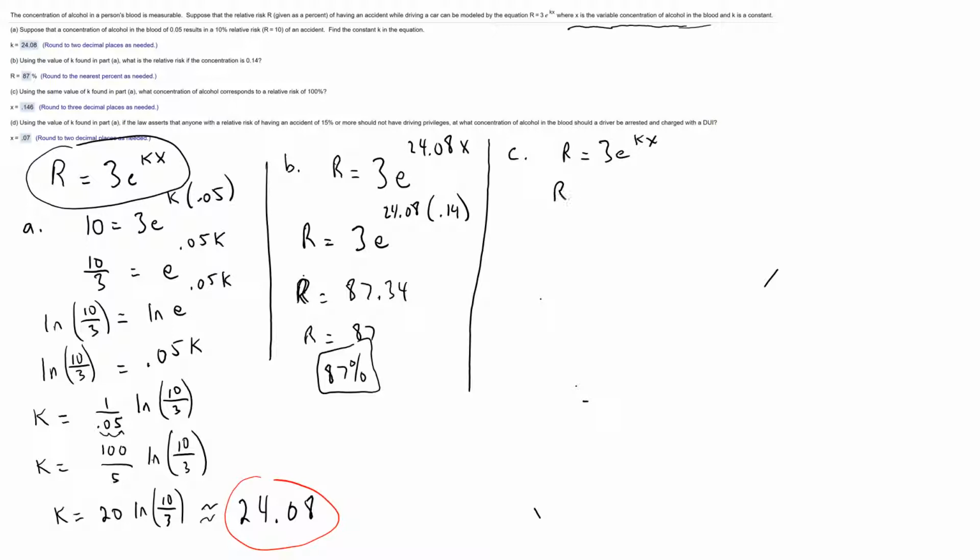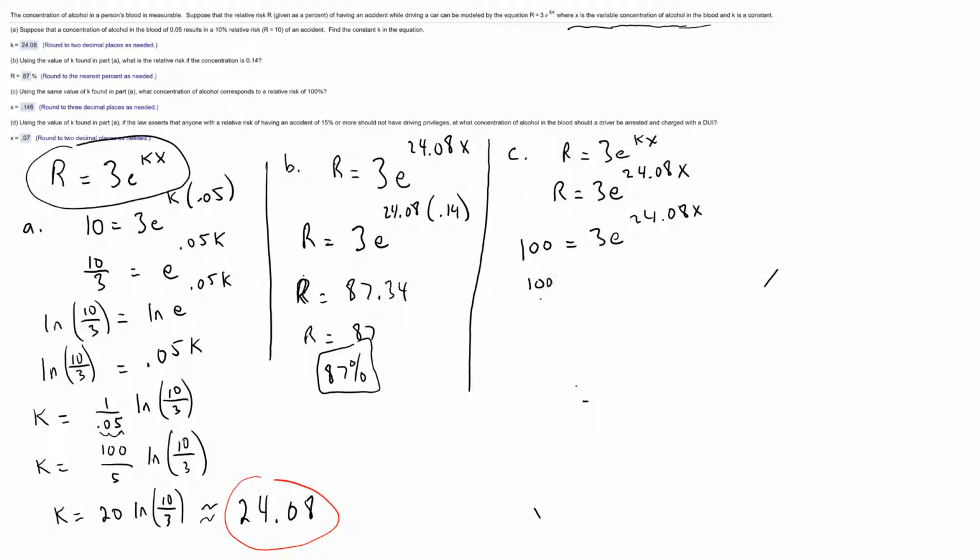But I should have gone ahead and plugged in what we know k is. So k is 24.08. I should have just started with this. And so R is 100, they're saying, and they want me to solve this for x. So we're trying to figure out what value of x, what alcohol level, would correspond to a risk of 100. To solve for x, we're going to have to get rid of the e.